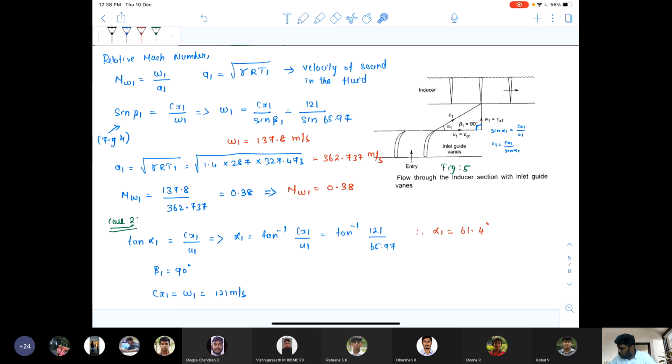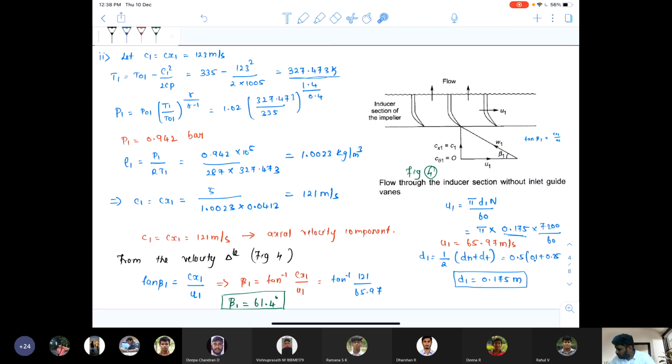You cannot use this value of T1 now, since the value of C1 itself has changed. Here, the value of C1 was considered as 123 meter per second, and again we considered it as 121 meter per second, and we confirmed the axial velocity as 121 meter per second.